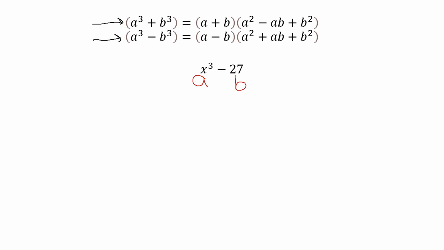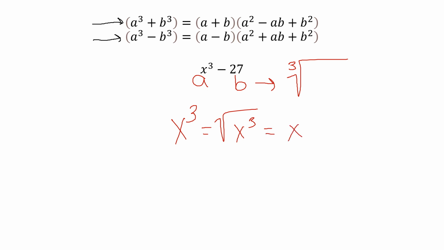In order to do that, you need to cube root everything. So x cubed rooted is simply x. That's going to be our A value. The cube root of 27 is 3. That's going to be your B. So step 1, cube root both terms. That's how you get your A value and your B value. Okay?